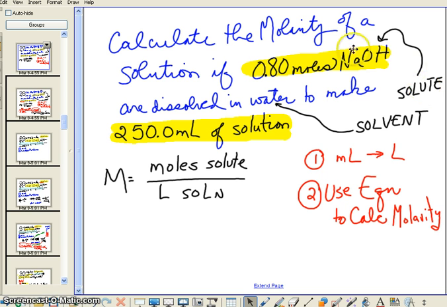So the solute is sodium hydroxide, the solvent is water, the volume of the solution that you need is 250 milliliters. So of course, since molarity is in moles per liter, we've got to convert, first off, milliliters to liters, and then we're going to plug that into the equation, the moles and the liters, to calculate the molarity.